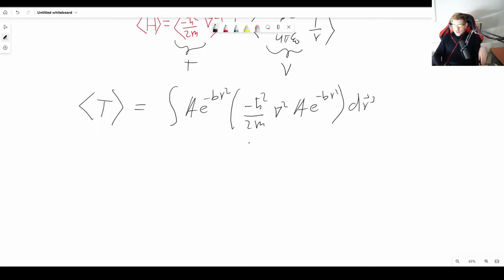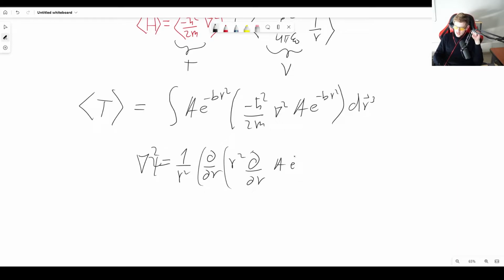And now we need to define what our coordinates will be. What coordinates should we choose? Of course, we will choose spherical coordinates, because choosing anything else would be just mad. Don't do it. So del squared in spherical coordinates is 1 over r squared d by dr of r squared d by dr of our wave function. This acting on our wave function means we'll have here a e to the minus b r squared. So we need to calculate this.